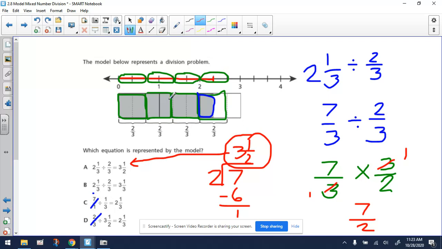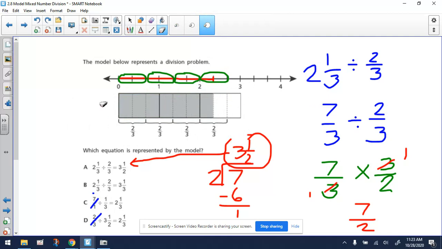See, 1, 2, 3.5 is what's shaded in gray. So if I erase all this stuff again, the gray part is 3.5, right? If we look at this and look at them as the three separate boxes, it would be 3.5.